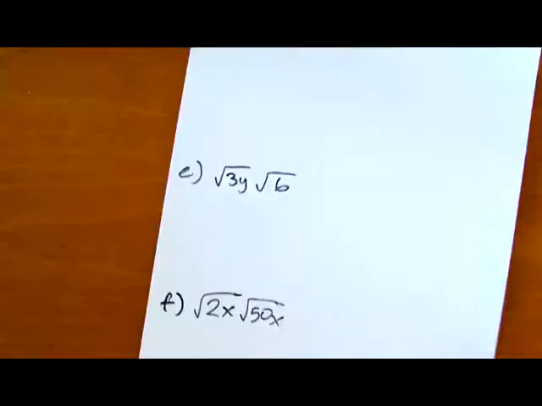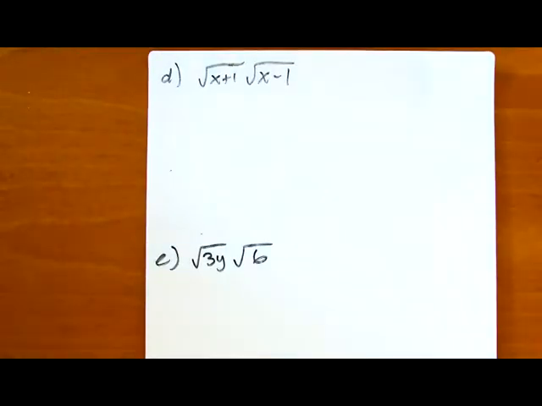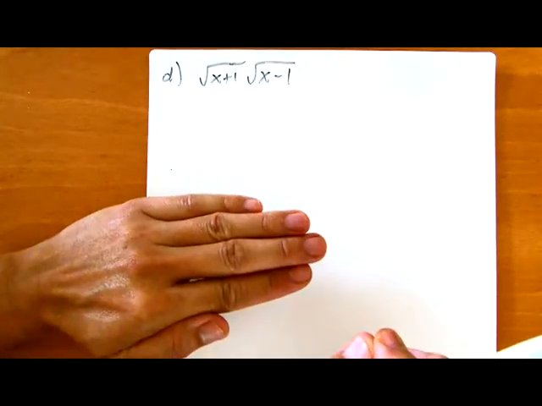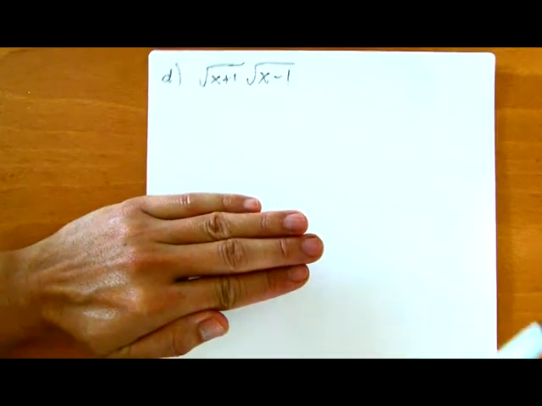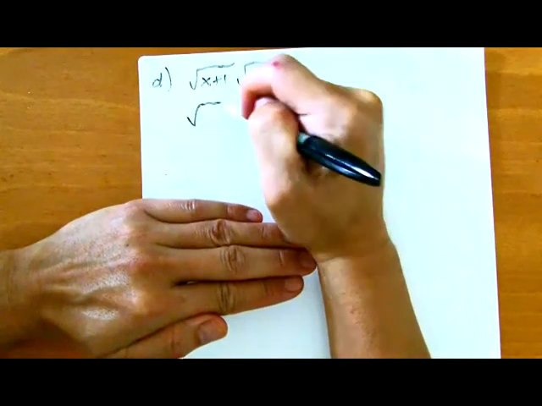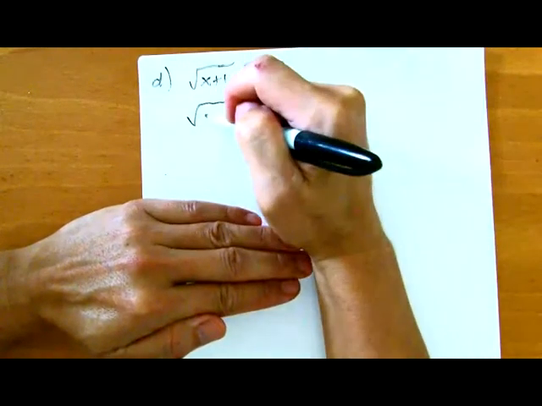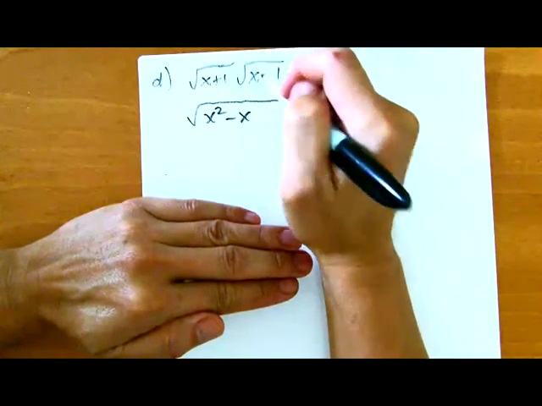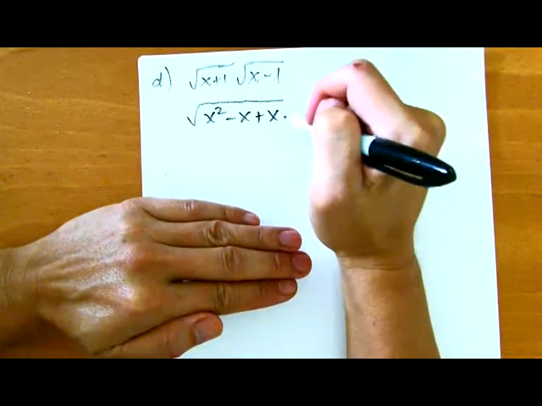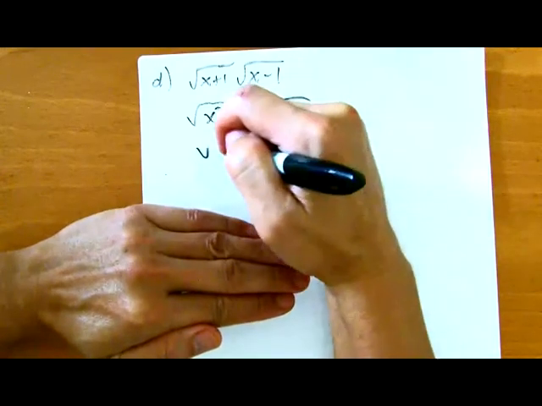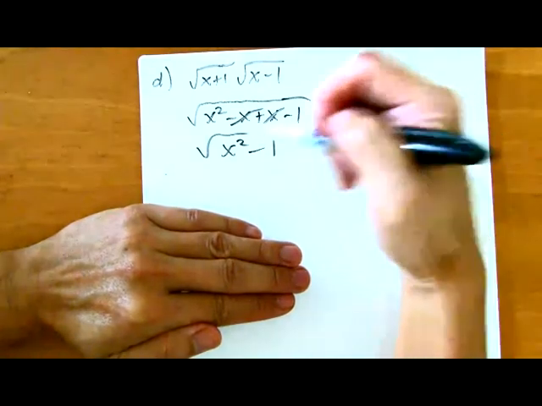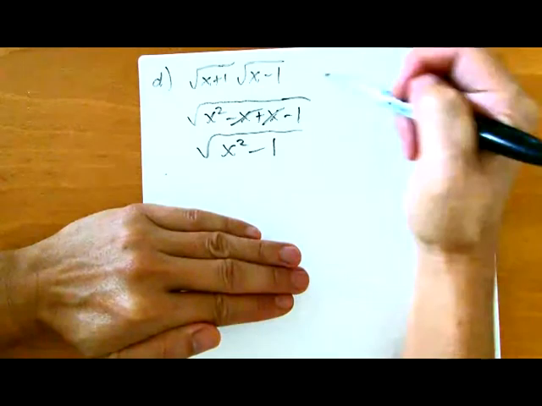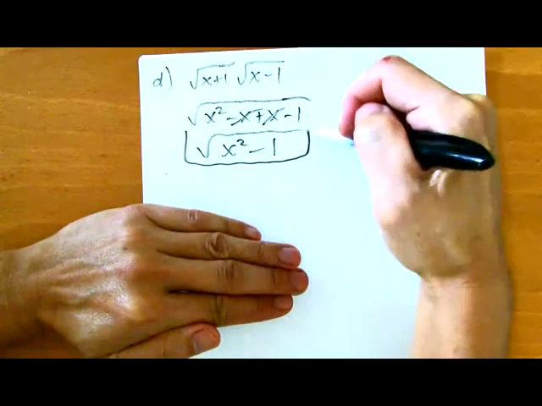Let's try again. Radical x plus 1 times radical x minus 1. Multiply. Really, all we need to do is distribute. X squared minus x, the 1 would be plus x minus 1. Can we go further? Well, it's a subtraction problem. We would have to factor it, but if we do, we'll be back to where we started. This is what we're looking for.